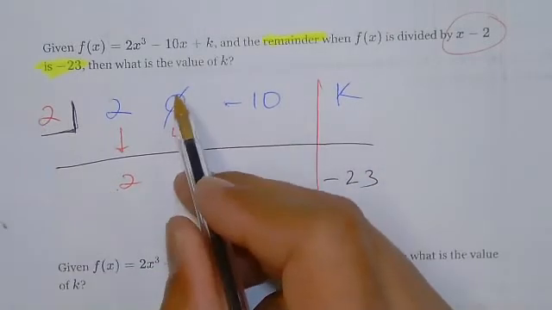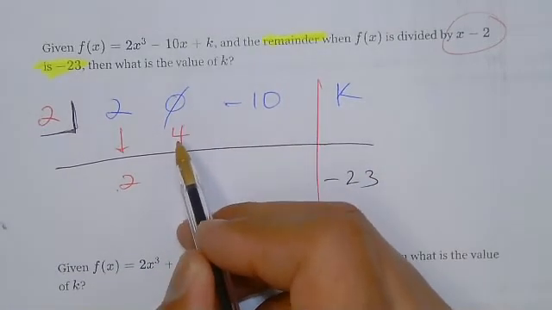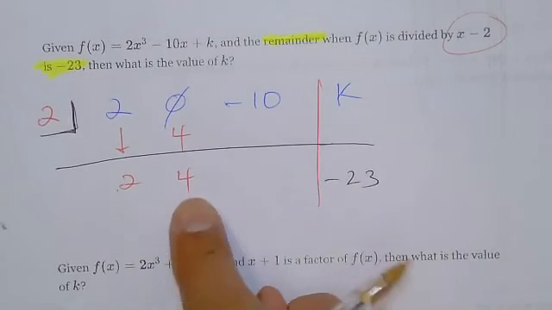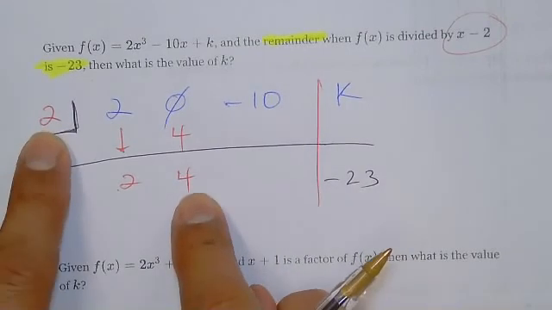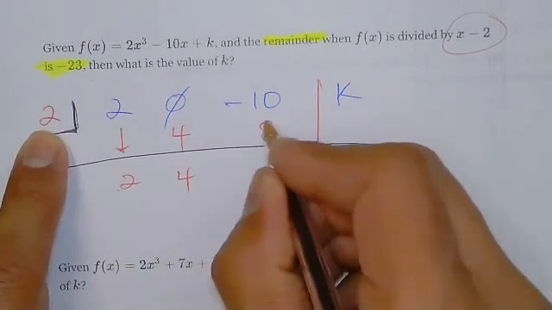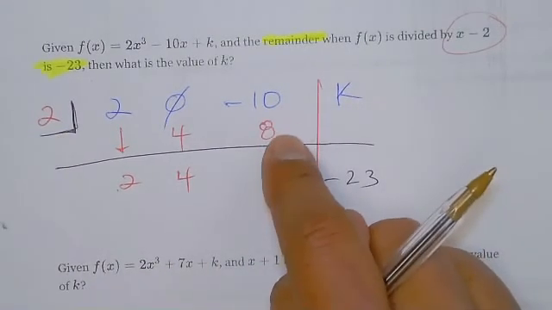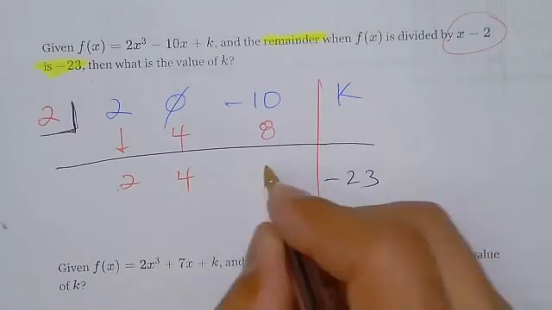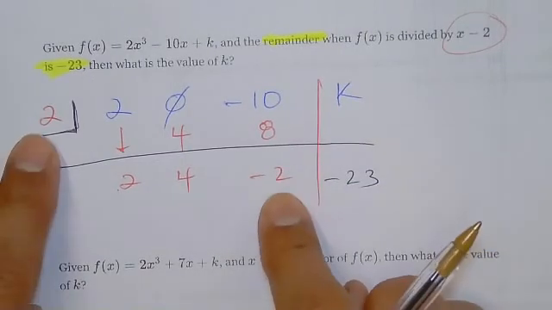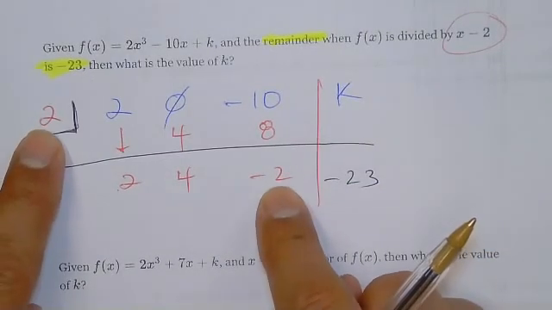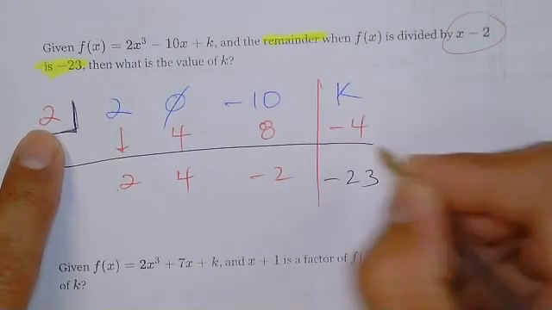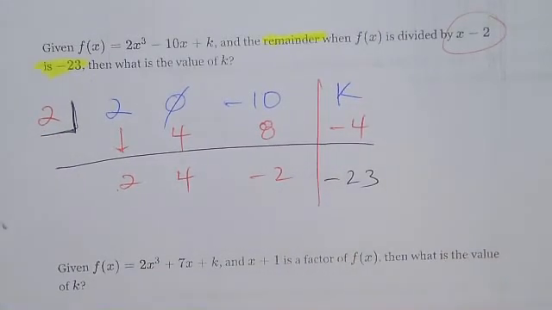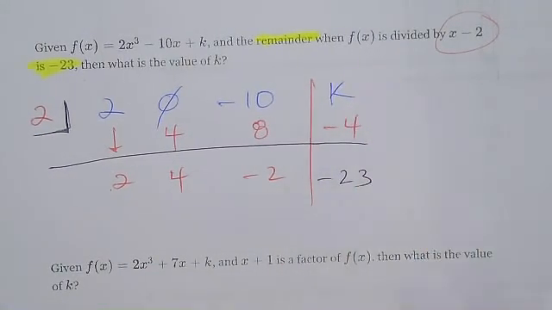Drop the 2, then these multiply, 2 times 2, that's 4. Then these add, so that's 4. Then these multiply, and that's 8. And then these add, and that's negative 2. And then this is going to multiply, so that's negative 4.